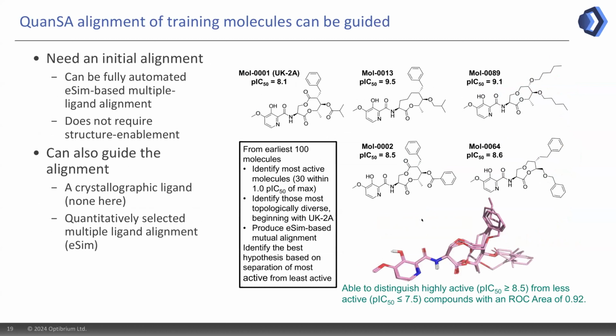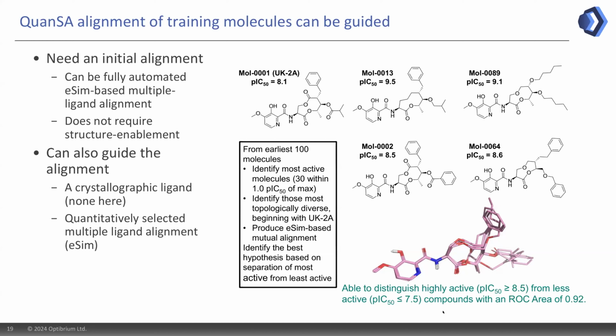This slide depicts the process, the objective of which was choosing which training molecules we would use in a multiple ligand alignment to seed the alignment of the other training molecules. We chose UK2A, which was the first molecule. We have a way to choose among the top log of activity those 4 other molecules that were most topologically diverse. We generate the mutual ligand alignment, and we have several hypotheses that come out of the multiple ligand alignment. And from those, we also have an objective criteria for choosing which one.